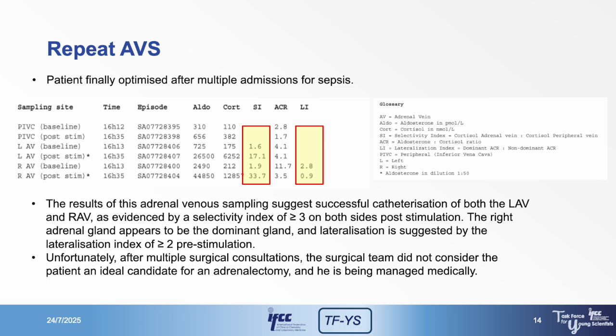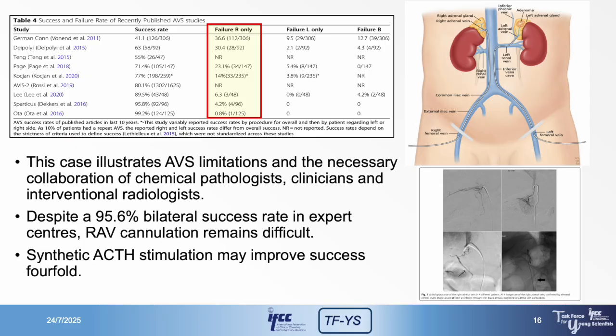Unfortunately, after multiple surgical consultations, the surgical team did not consider the patient an ideal candidate for an adrenalectomy, and he is being managed medically. So this case illustrates the limitations of AVS and the necessary collaboration of chemical pathologists, clinicians, and interventional radiologists.